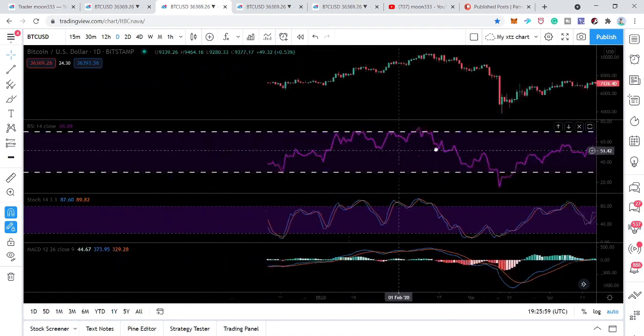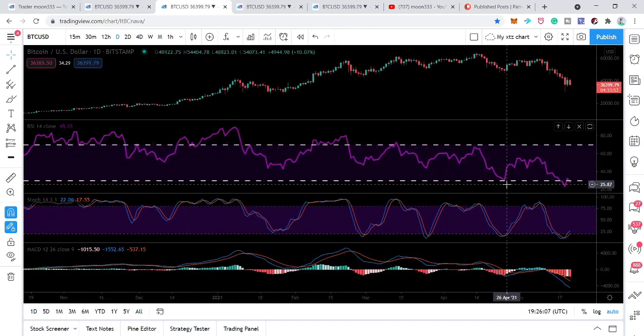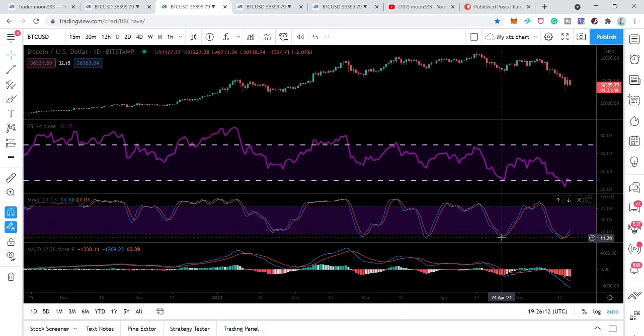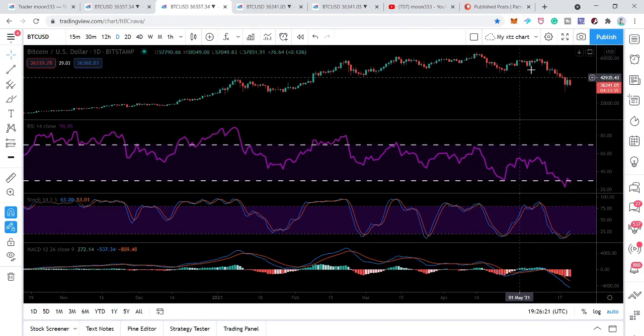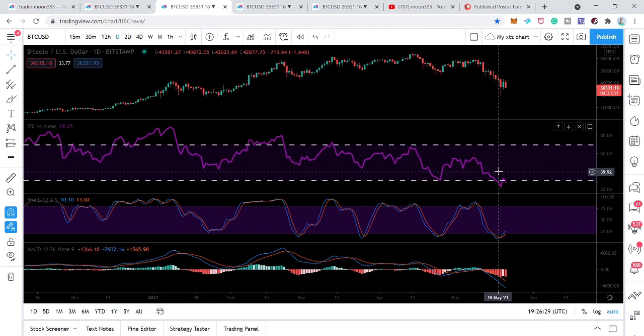overbought condition. And before that, we can see it just touched the oversold, and here it touched the oversold zone, and with that we also had the stochastic in the oversold zone, and the stochastic gave us the bull cross. This blue line crossed up this red line. That was the buying signal, and we had a small rally, and then the price action moved down, and this RSI has again entered the oversold zone. It entered the oversold zone on the 18th of May, and today is the 22nd, so only 4 days have passed so far.